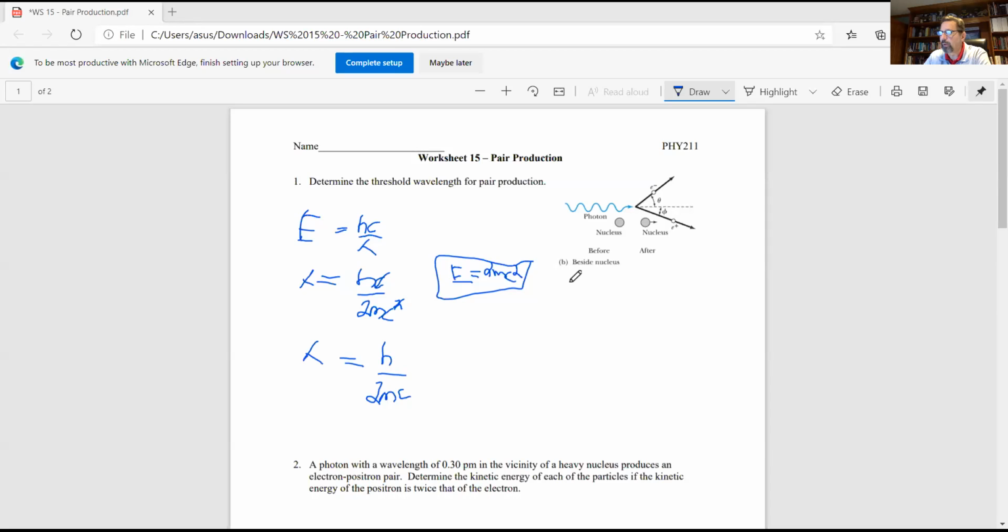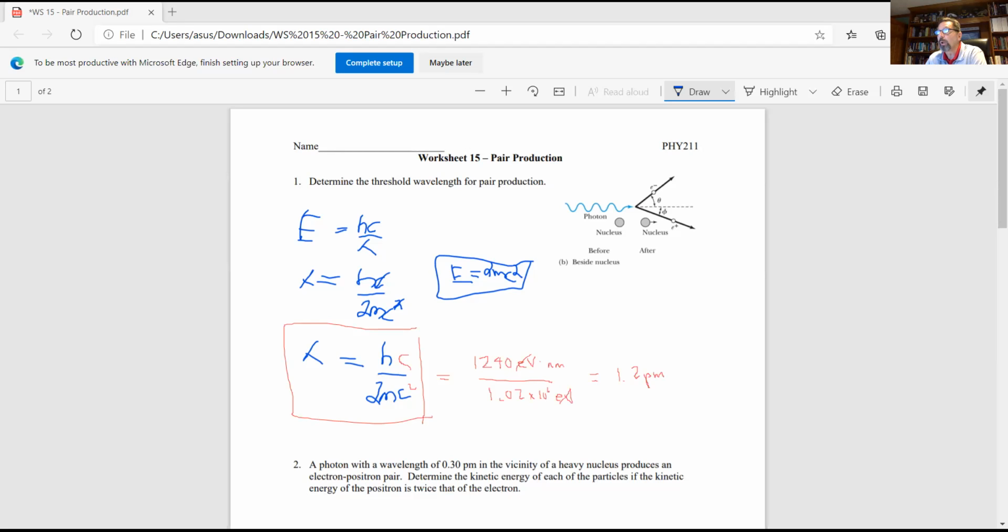You've got an expression. I can even do this though and get you a numeric value, can't I? Because it'd just be 1240 eV nanometers, and then divide by 1.02 mega electron volts, so that's times 10 to the 6th eV. And then the eVs cancel. And so the expression is correct. But you can actually get a number out of this. And just for your reference, it's about 1.2 picometers.